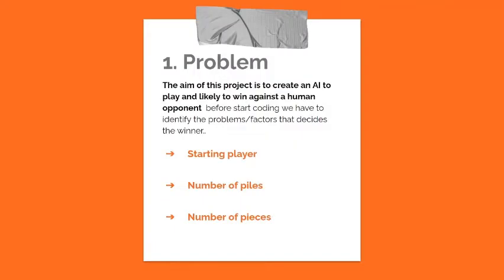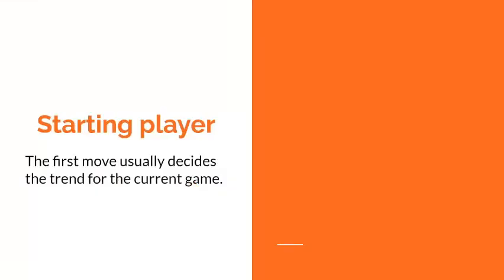So before we start coding, I would like to identify the variables that decide the winner of the game. Throughout the process, I have identified three most important factors. The first one is the starting player, the second one is the number of piles, and the third is the number of pieces.